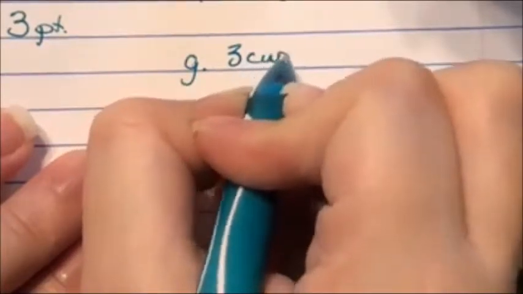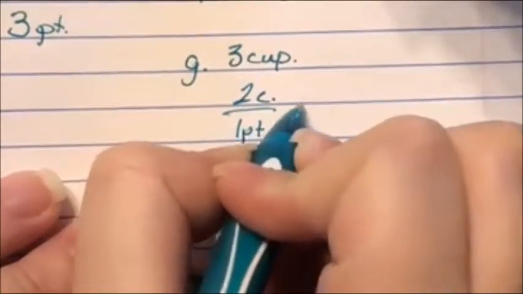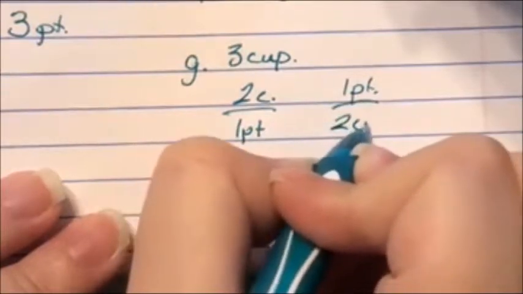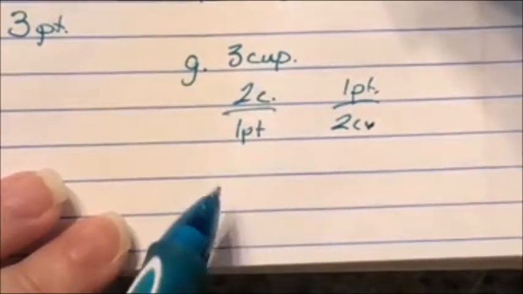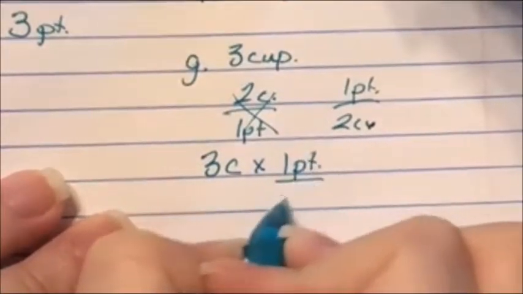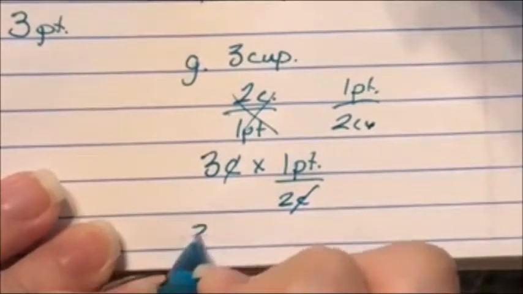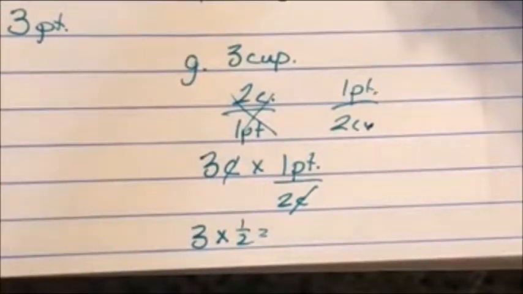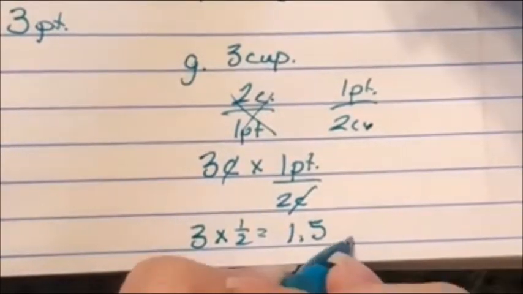Letter G, 3 cups equals blank pints. So again, according to my gallon capacity, there are 2 cups in a pint. So 2 cups, 1 pint. Okay, cups in my numerator, so I have to have cups in my denominator. This one's out. So I have 3 cups times 1 pint over 2 cups. My cups cancel. So I'm left with 3 times 1/2, which gives me 1.5 pints.